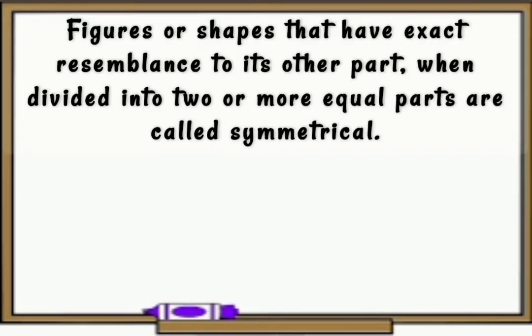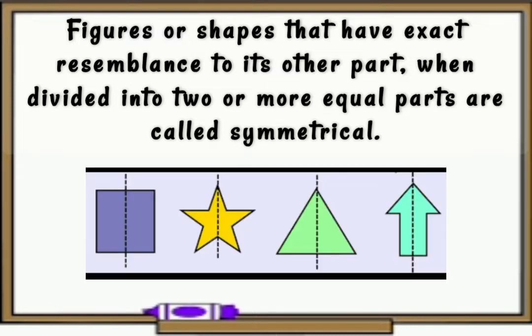Figures or shapes that have exact resemblance to each other's parts when divided into two or more equal parts are called symmetrical. So look at these shapes. All of them have a line of symmetry. So all of them are symmetrical.